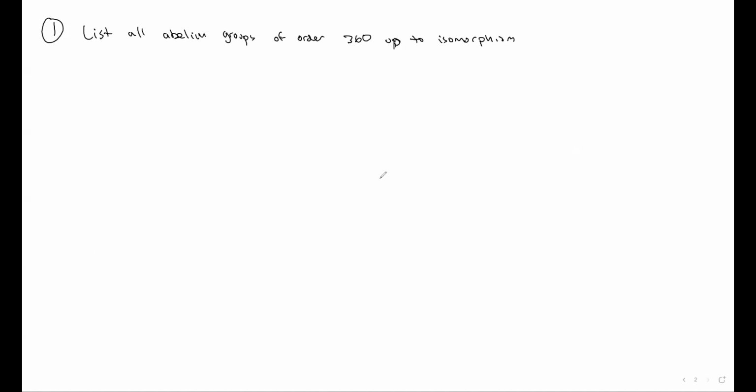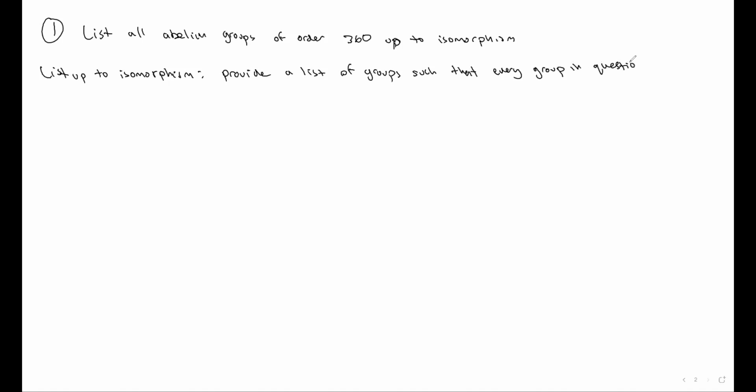Okay, so list up to isomorphism means provide a list of groups such that every group in question is isomorphic to exactly one group in your list.